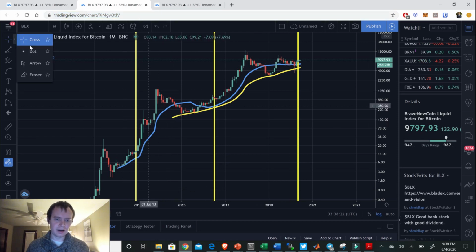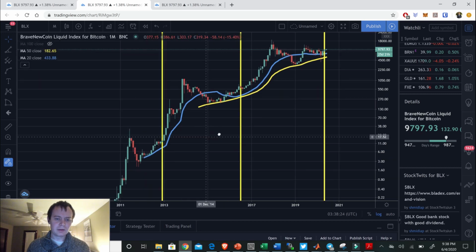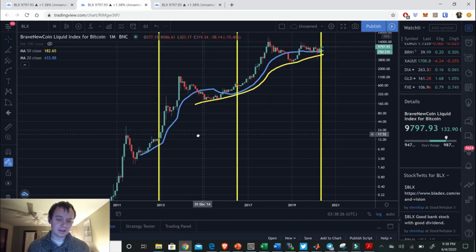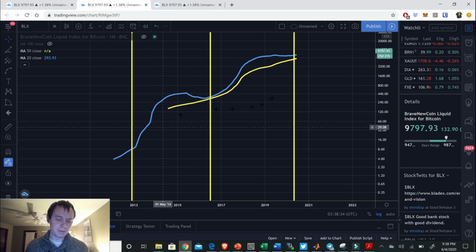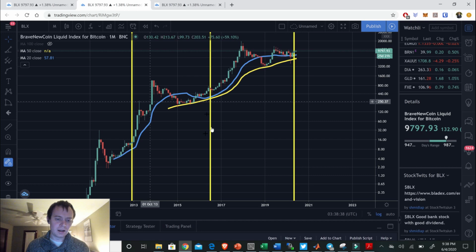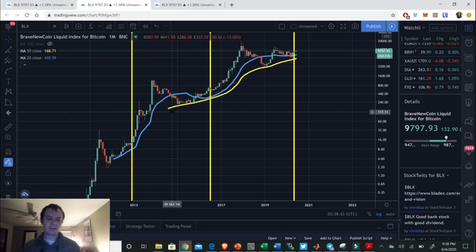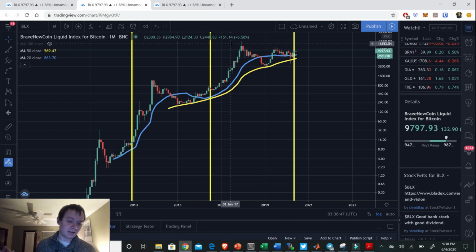The monthly candles do a better job than the weekly candles of getting rid of all the noise in the market. One of the best ways to get rid of the noise is just to remove the price from the picture and look at the moving averages. But with the price on there, the blue line here is the 20-month moving average, and the yellow line is the 50-month moving average. Let's say about 30 days per month, the 50-month moving average is about 1,500 days.